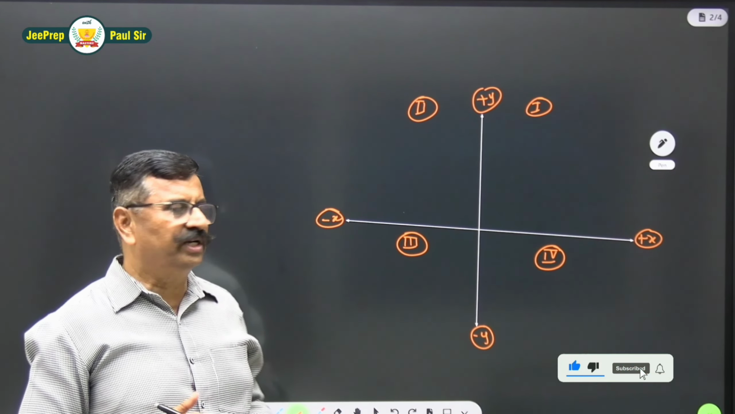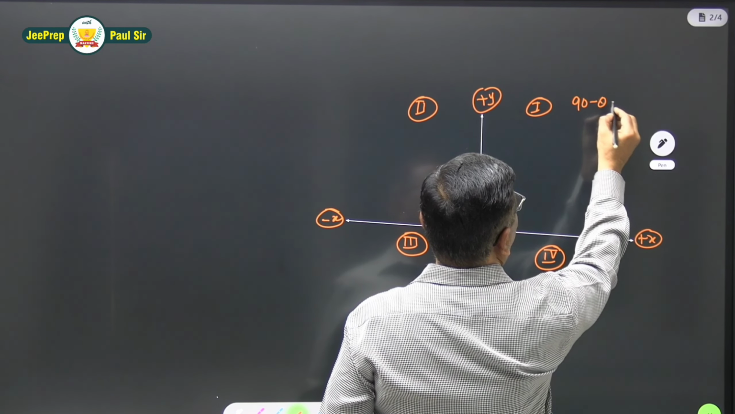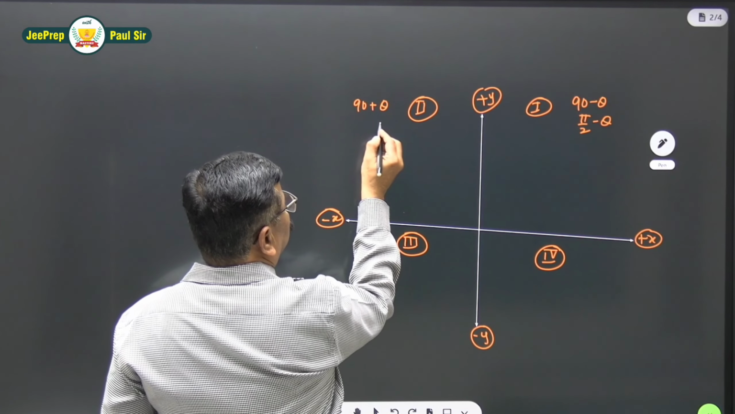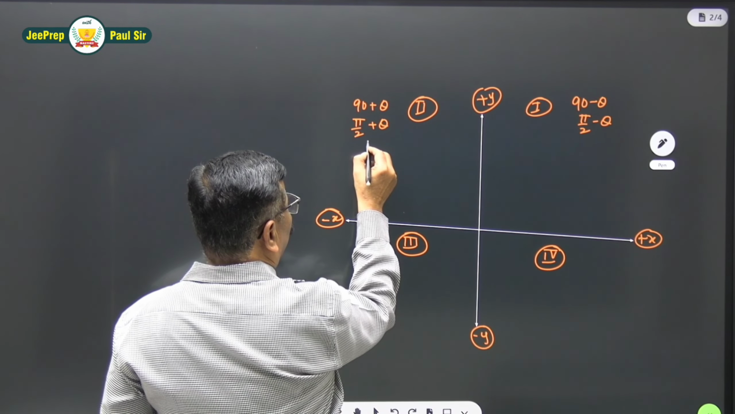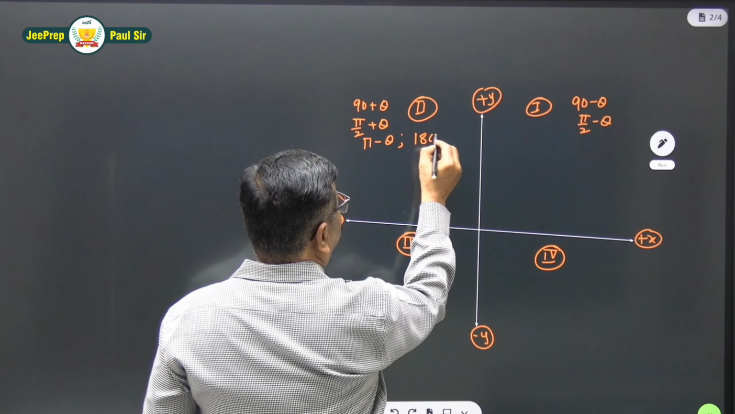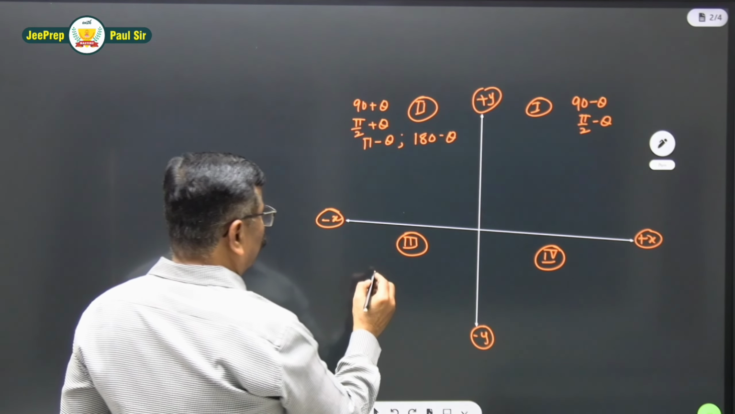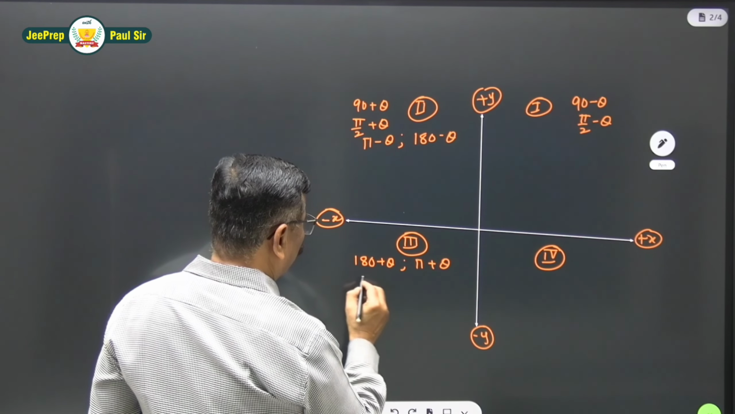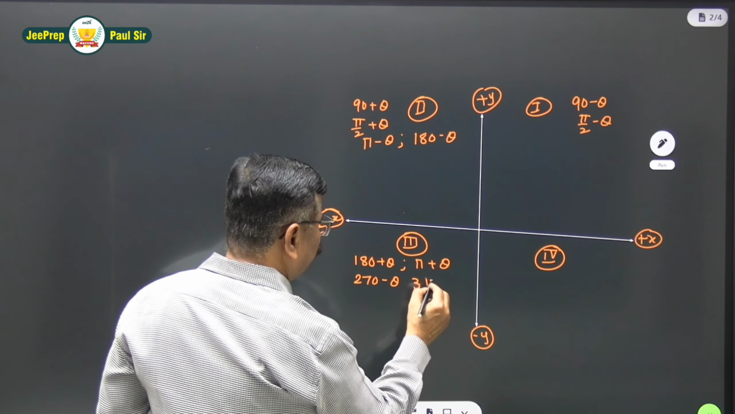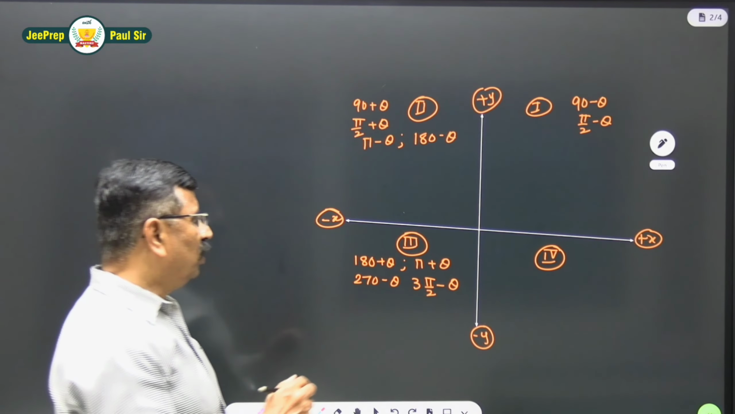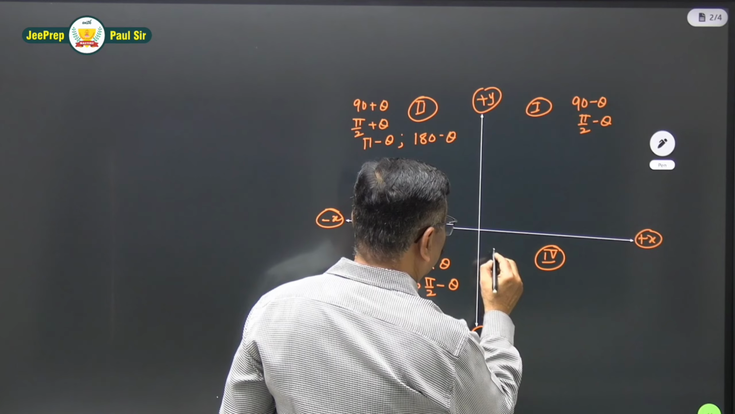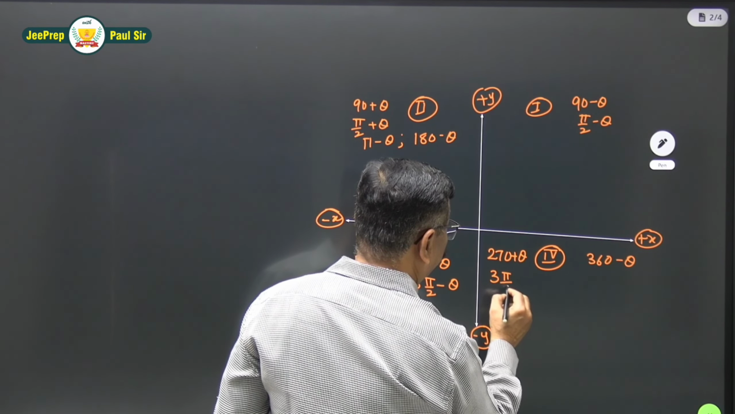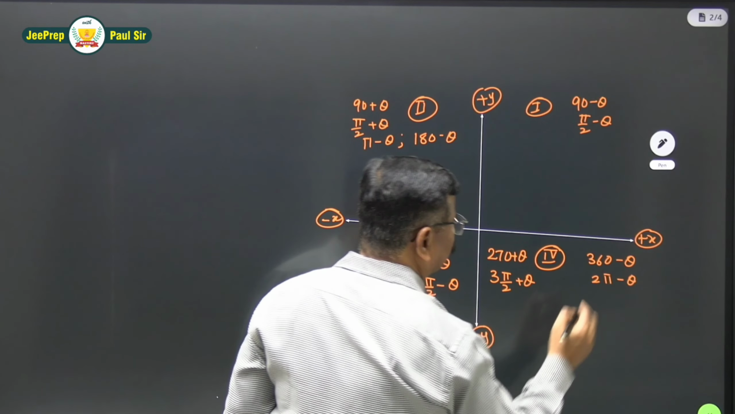Now, let's list out the angles in these quadrants. In the first quadrant, we always have 90 minus theta or pi by 2 minus theta. In the second quadrant, we have 90 plus theta or pi by 2 plus theta, or pi minus theta or 180 minus theta. In the third quadrant, we have angles like 180 plus theta, meaning pi plus theta, or 270 minus theta or 3 pi by 2 minus theta. In the fourth quadrant, the angles are 270 plus theta or 360 minus theta. This can be written as 3 pi by 2 plus theta and 2 pi minus theta.